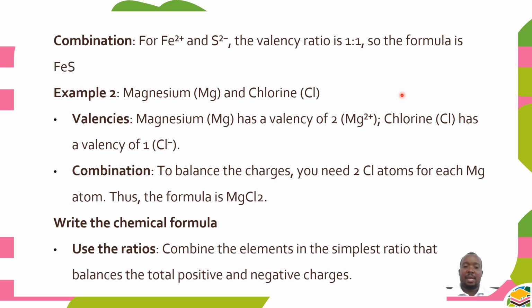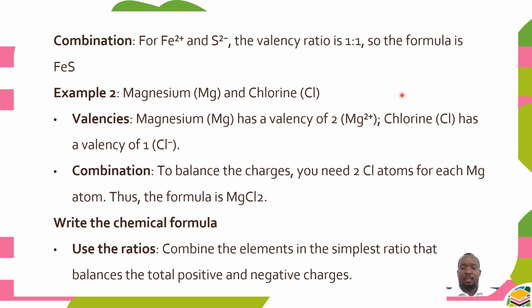Example 2, we have magnesium and chlorine. So magnesium, Mg, has a valence of 2. Chlorine has a valence of 1. If you want to balance the charges, what do you do? You need 2 chlorine atoms for each magnesium atom. Thus, the formula is Mg1 Cl2.